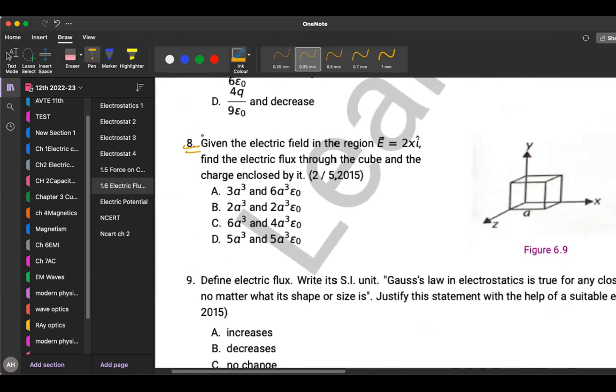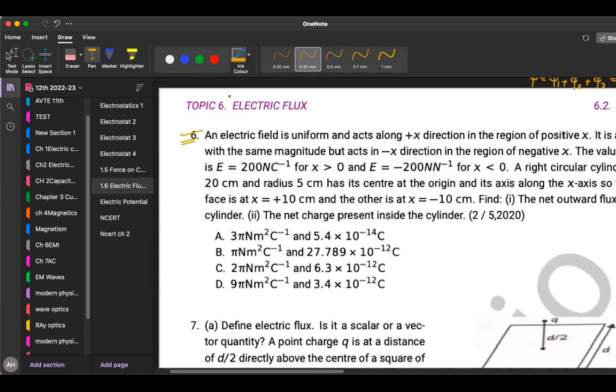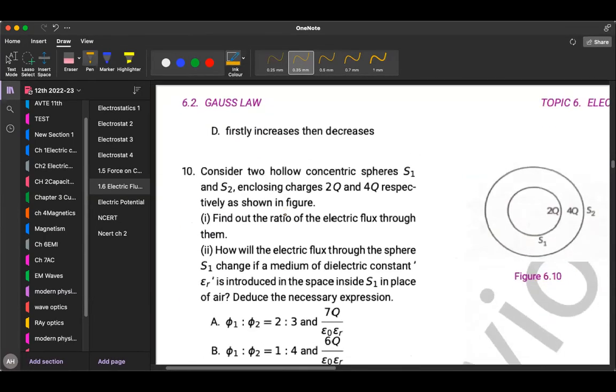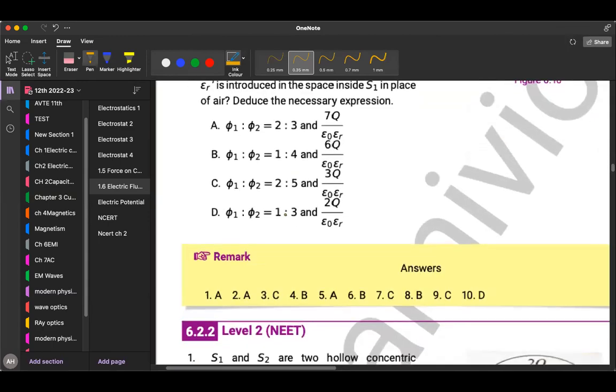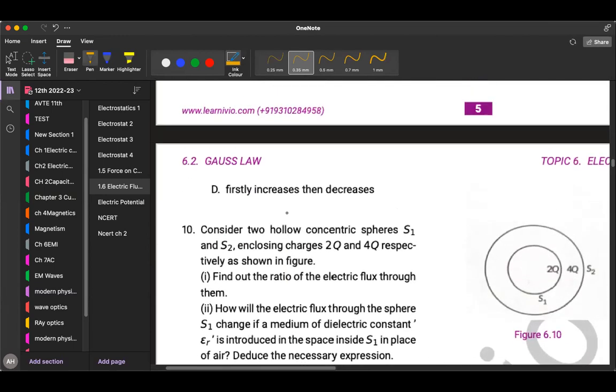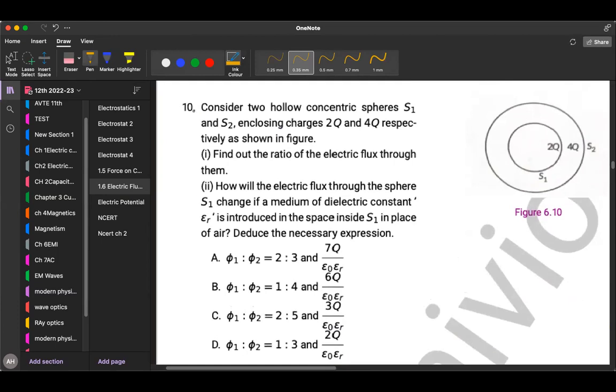Just like in the cylinder, where we divide the cylinder into three parts, here we divide the cube into six parts. We'll calculate the flux due to each part, then we'll add them up. So take these two questions as your homework assignment, question six and then question number eight. After this, let's start. Do this question also, question number 10. Last question of Gauss law, then we will continue with potential.